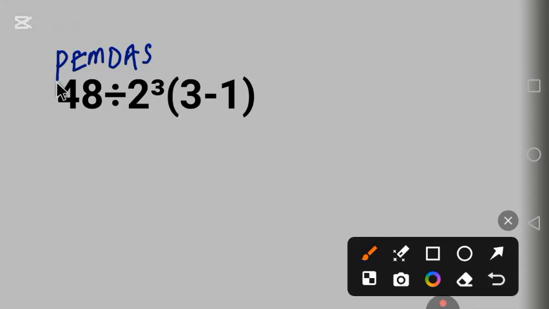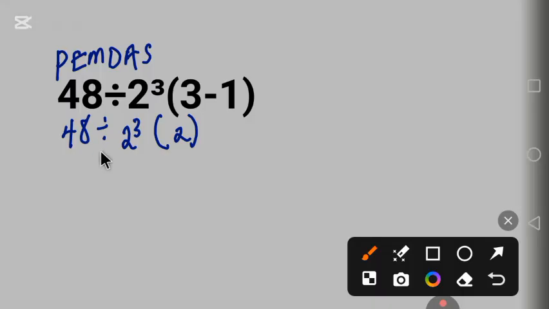The first thing here is parentheses. 3 minus 1 is the one in parentheses, so we begin with that. 48 divided by 2 raised to power 3. 3 minus 1 is 2 in parentheses.